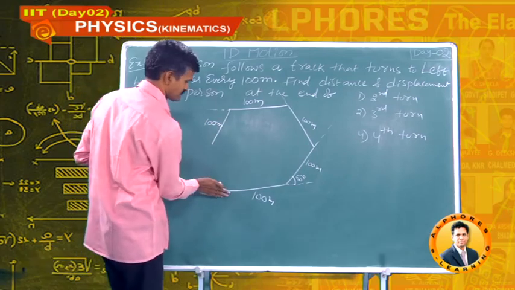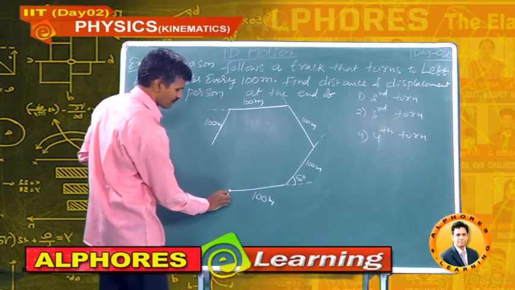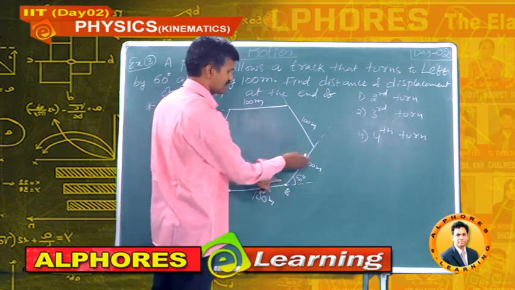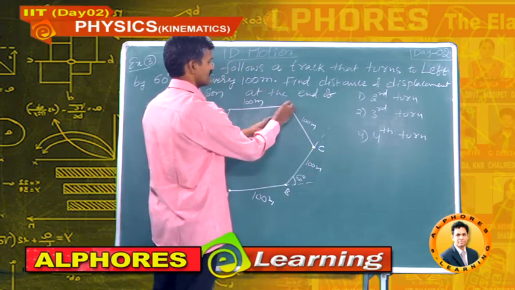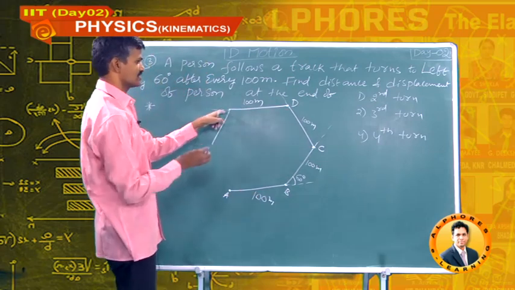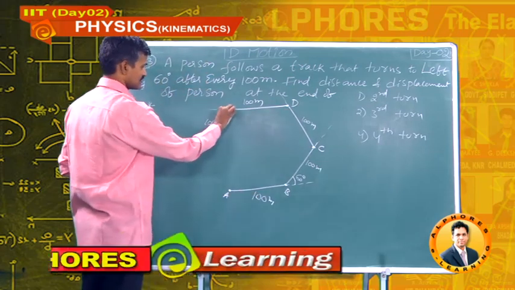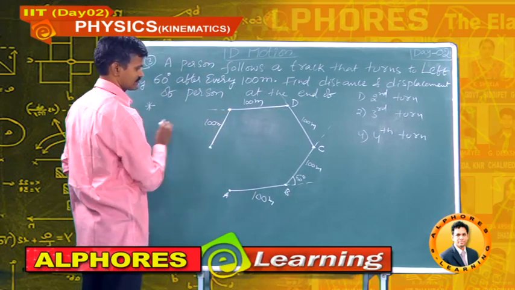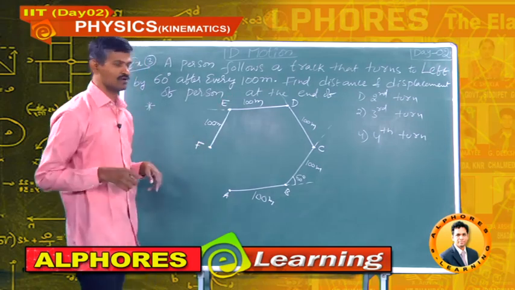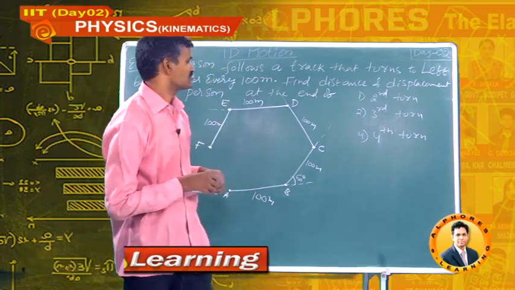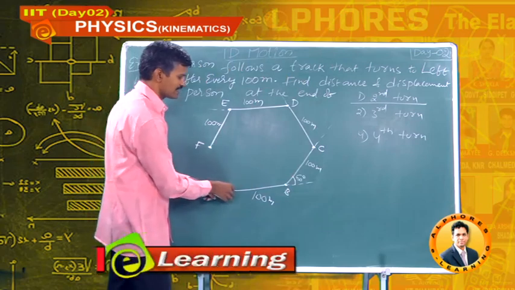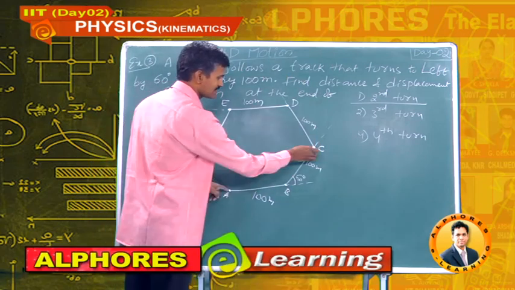This is the track. From point A, the man moves 100 meters, reaches some point B, takes a left turn and then reaches another point C and then reaches another point D: first turn, second turn, third turn, fourth turn. At the end of the fourth turn, this is E and he finally reaches a point F. We have to calculate displacement. So the first question is at the end of the second turn. So man starts from A and reaches C. I have to calculate distance and displacement.